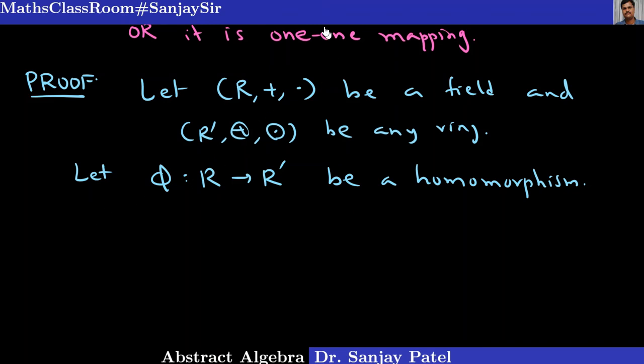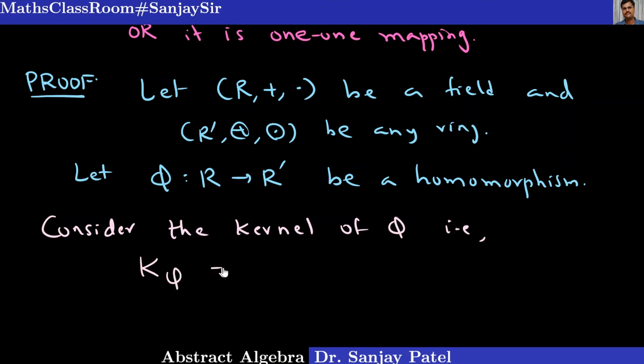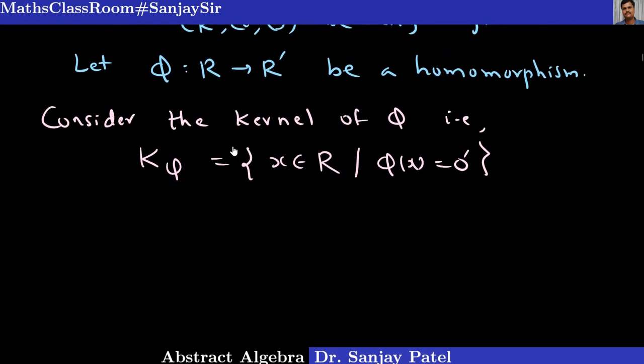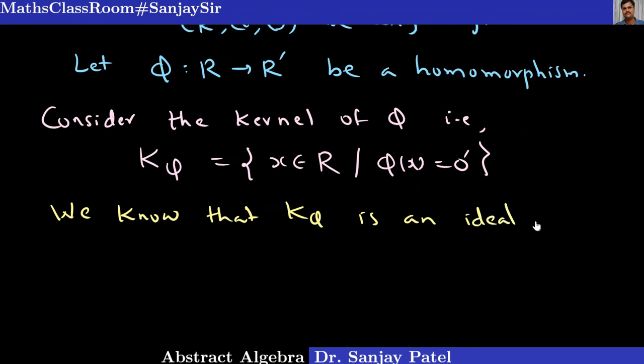To prove this, let us consider the kernel of the homomorphism phi. So consider the kernel of phi, that is K phi, which is equal to the set of all x belongs to R such that phi of x is equal to 0 dash. So this is an important step. To prove the result, we are using the kernel of homomorphism. But we know that the kernel is always an ideal. K phi is an ideal of the domain ring, which is R.